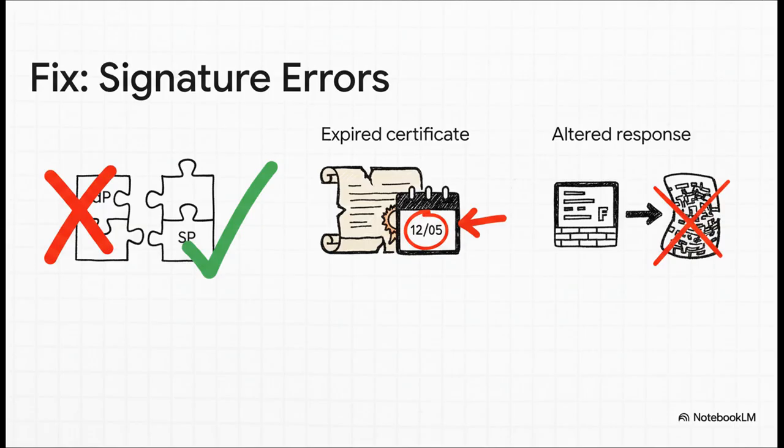So you get this error if, say, the SP has the wrong public key, or if the certificate itself has expired. And here's a sneaky one. Sometimes a network firewall can actually alter the message just enough to break the signature without anyone realizing it. So the fix? You've got to make sure those certificates match up and are current. This is super important, especially when you're protecting sensitive research data.